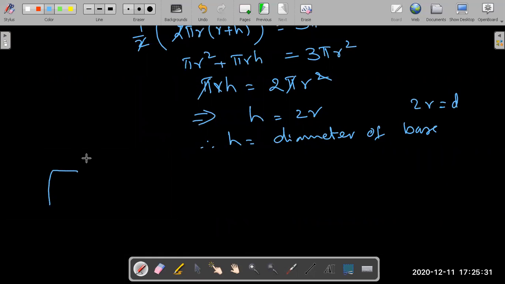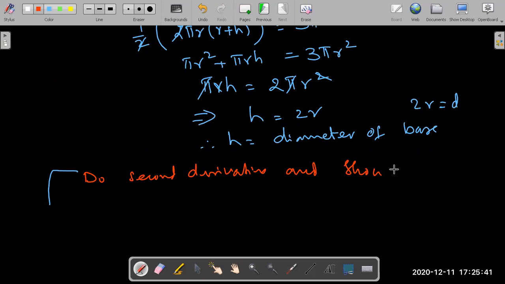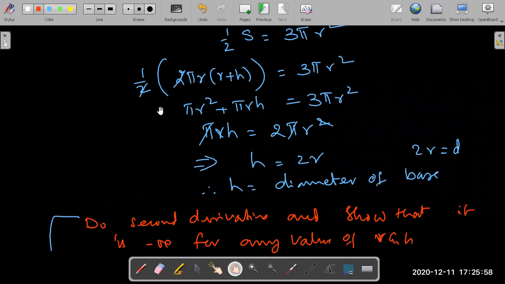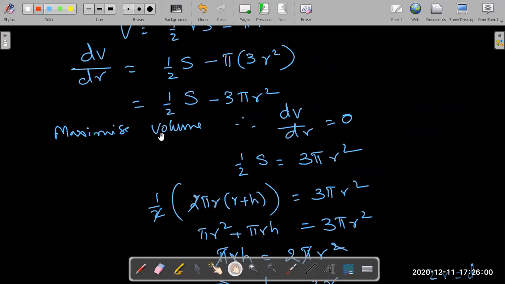Now, do the second derivative test. Do the second derivative and show that it is negative for any value of r and h. That's what we need to do. I'm writing in red because we cannot forget this. Many students don't write this last part and end up losing 2 marks for that.